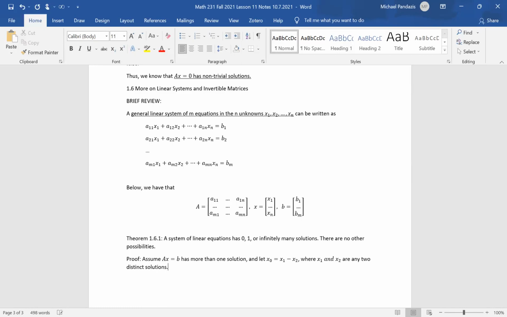We don't know whether or not there are two distinct solutions, but our assumption is that there are. Assuming there is more than one solution means there are at least two, and we continue with that assumption. So we have two distinct solutions, and we choose any two we want. However many solutions there are, if there are more than two, we just choose any two of them that are distinct. So we're going to let x naught equal x1 minus x2, choosing any two distinct solutions among the at least two solutions.